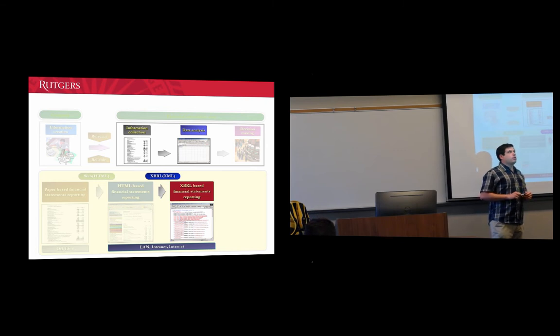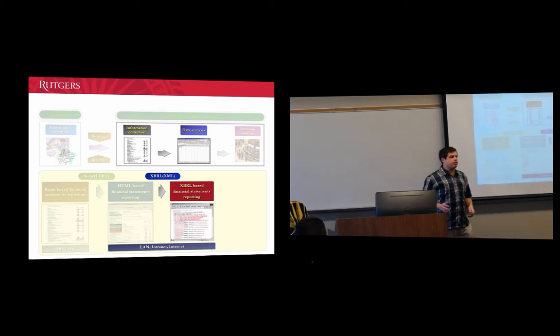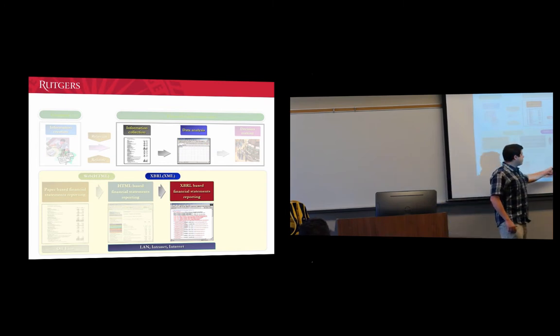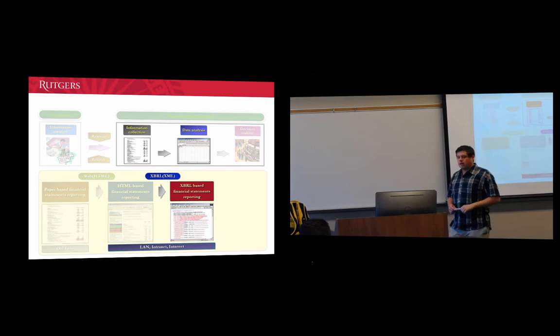An XBRL enabled financial statement doesn't look like this, right? It looks like this or like this. It looks like a traditional financial statement, but the machine doesn't see it that way. This is the code the machine sees, right? And within this code here, you have a little red section up here, which we're going to go into a little more depth on. And what this actually tells you is the context of the information.